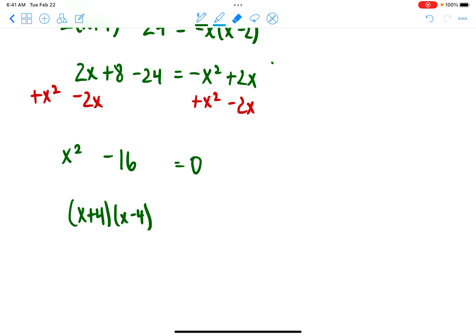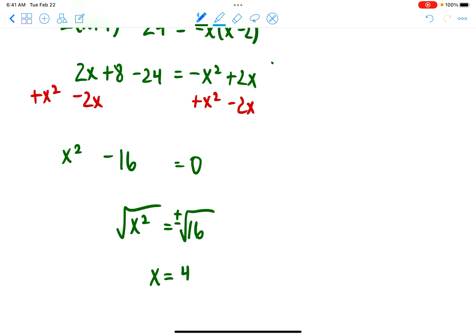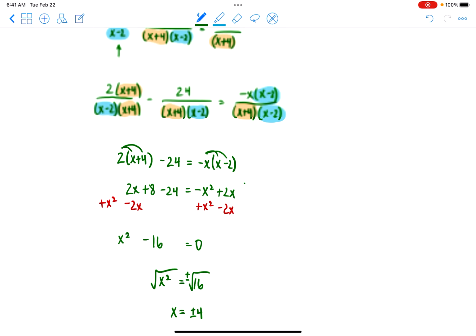I usually just solve these algebraically, right? So I'm going to add 16 to both sides. So x squared is equal to 16. Excuse me. And then I take the square root of both sides. So x is equal to plus or minus 4. Let's check and make sure this works.